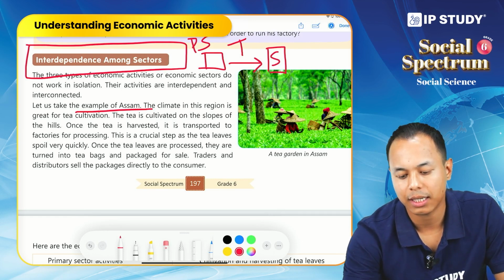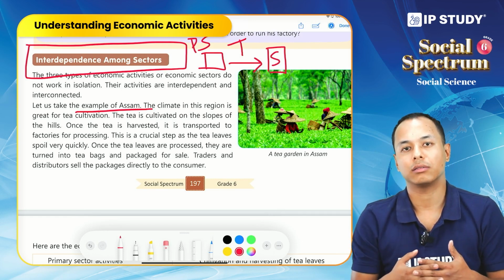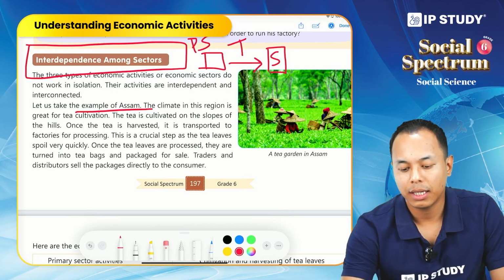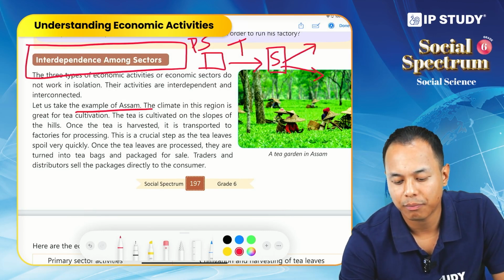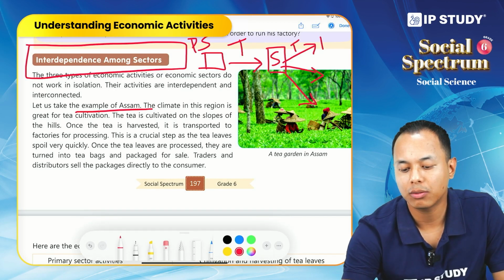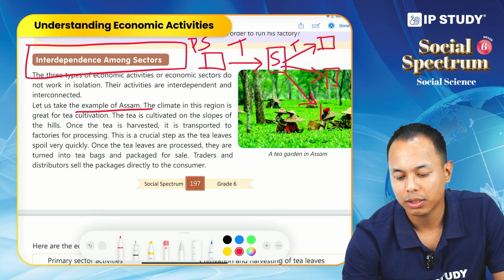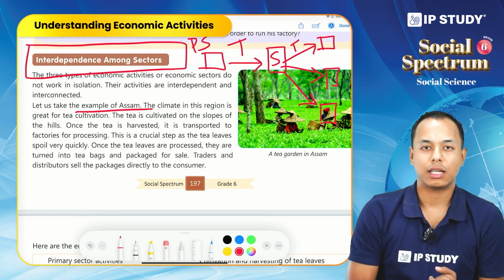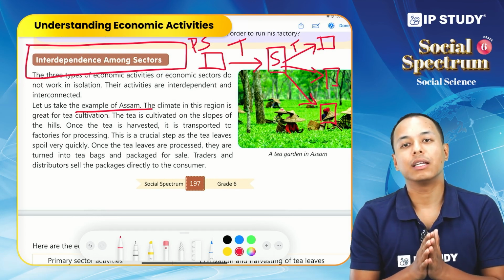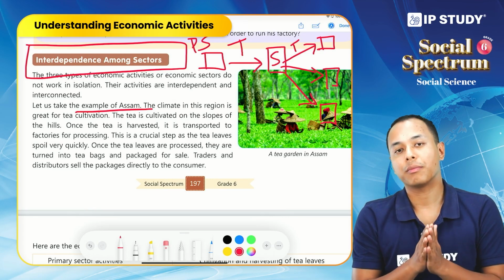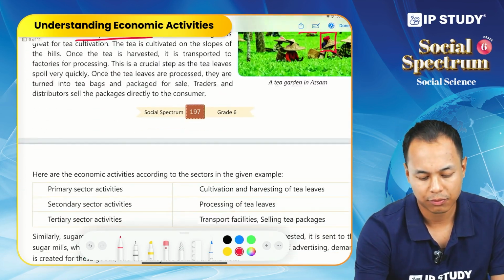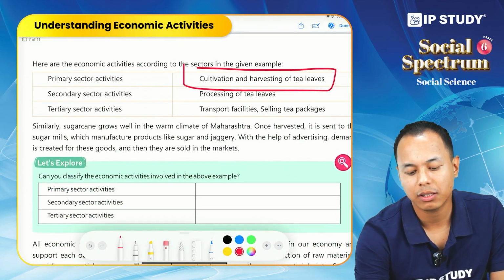That is, transformation of raw material into finished products is a secondary activity. Once the tea leaves are processed into tea, it is distributed to different parts of the world and to different retailers. Here also is tertiary activity. So what did we understand from this example? We have learned that different economic sectors or activities are interdependent. Primary sector activity, as we can see here, is the cultivation and harvesting of tea leaves.